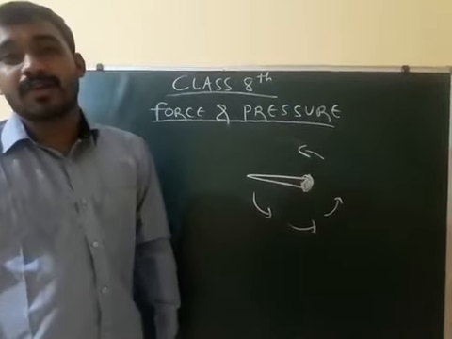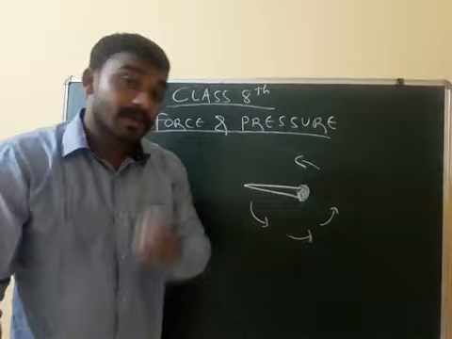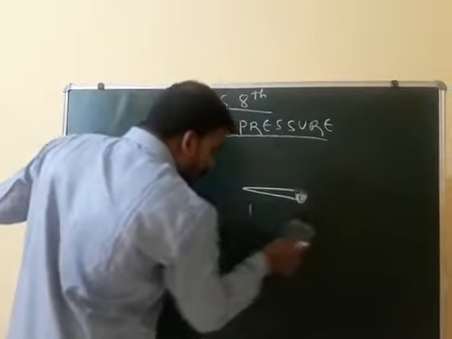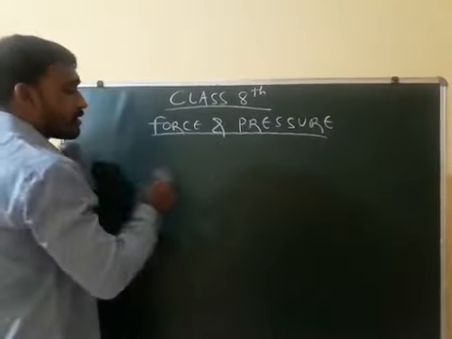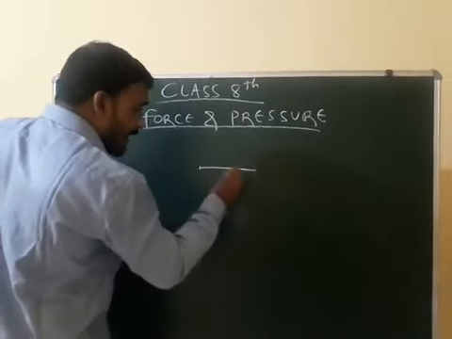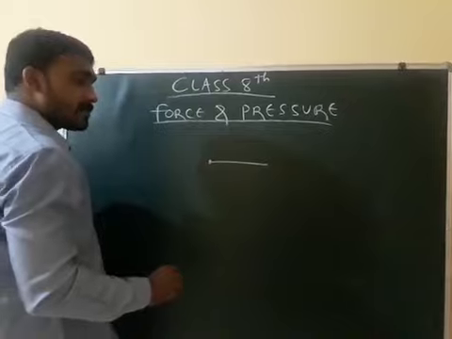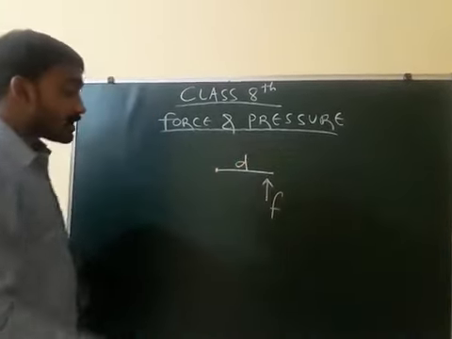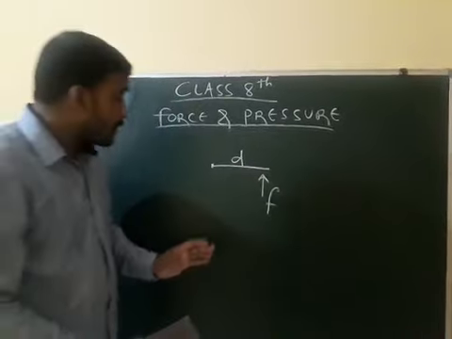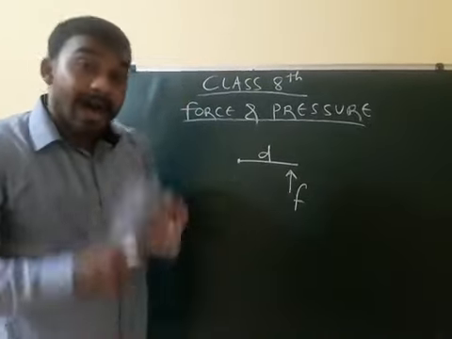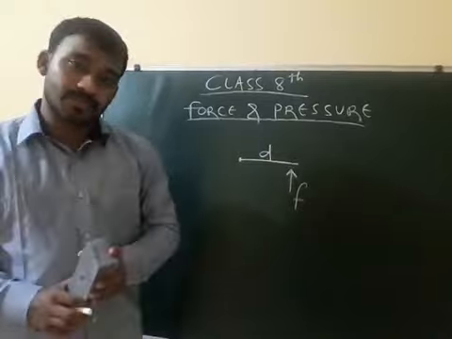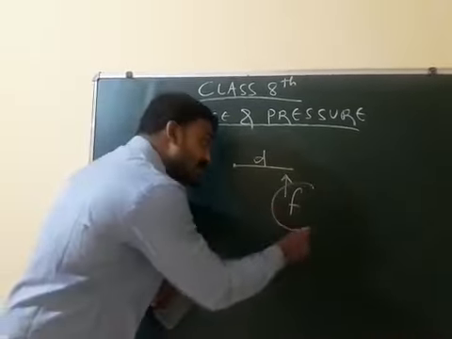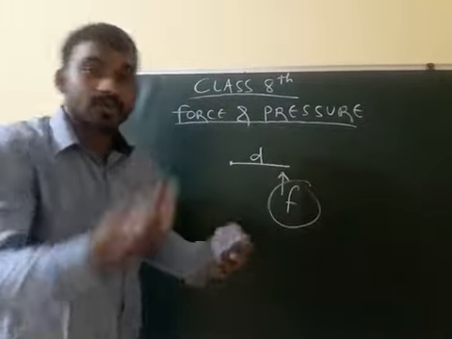This motion is called moment of force. Understood? So, moment of force depends on the length from the pivoted point and how much force you are giving. It depends on that too. Clear?